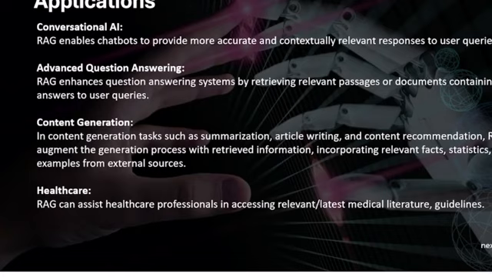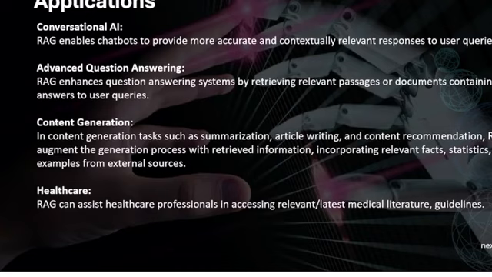So you can simply enable your chatbot with RAG. You just update your data in the RAG, and it will automatically fetch that information. Whenever you get a query, RAG will fetch the relevant information and return you the answer. Question answering: RAG enhances question answering systems by retrieving the relevant passages or documents containing the answer to your queries. Yes, you can answer anything to your user using RAG.